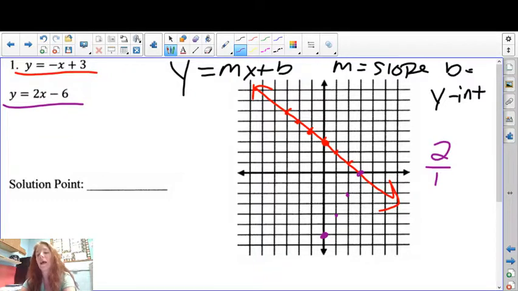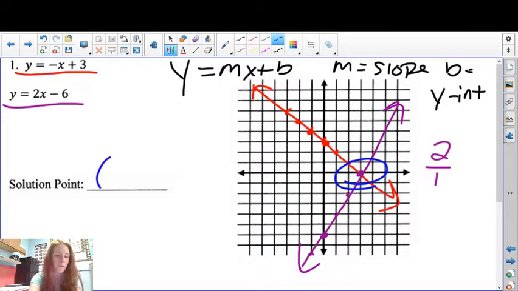I want to be as accurate as I can, so I like to go off of more dots versus less dots, especially when we don't always have a ruler provided for us. That way we can be the most accurate as possible. And then it asks for the solution point. The solution point is the point at which the 2 lines meet, which in this case is right here. So that's the point 3, 0.